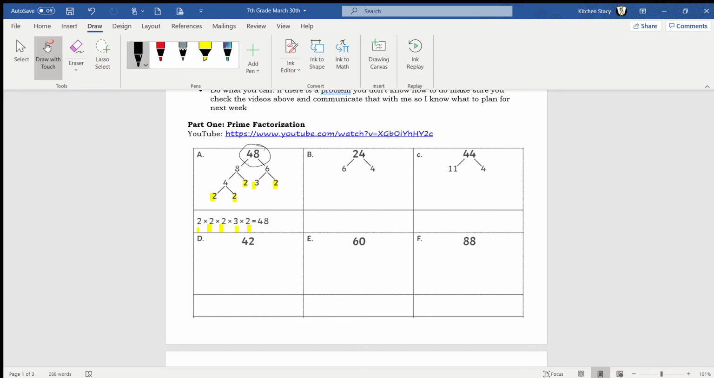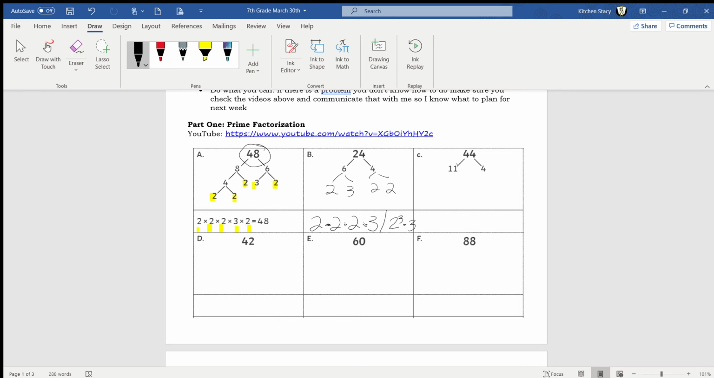So for 24 and 44, they started with two numbers, but you could have started with 2 and 12 or 3 and 8. But we just want to take the numbers. So I know with 6, 2 times 3 is 6. I know with 4, 2 times 2 is 4. So then our prime factorization is 2 times 2 times 2 times 3. Make sure you're putting your dots in between. Or you could have done 2 to the third power times 3, since there are 1, 2, 3 2's.